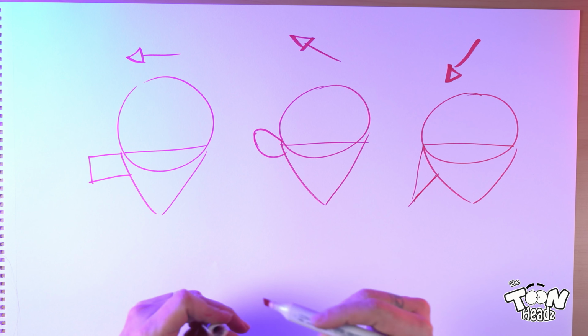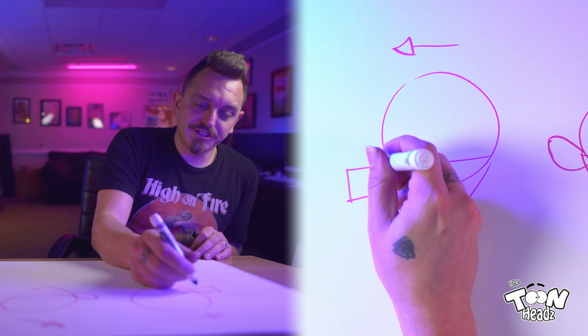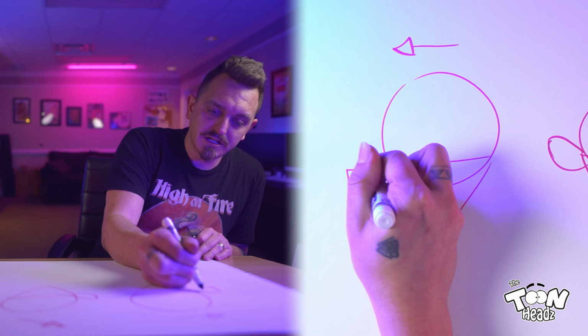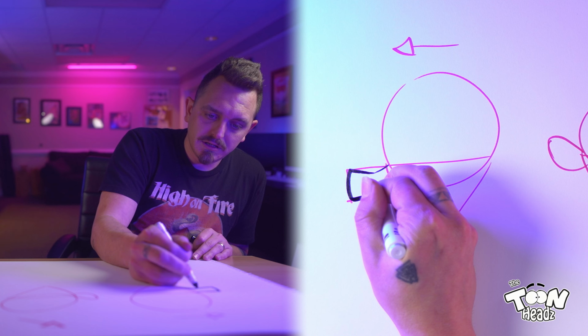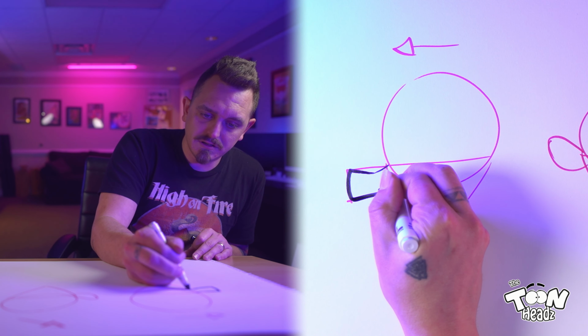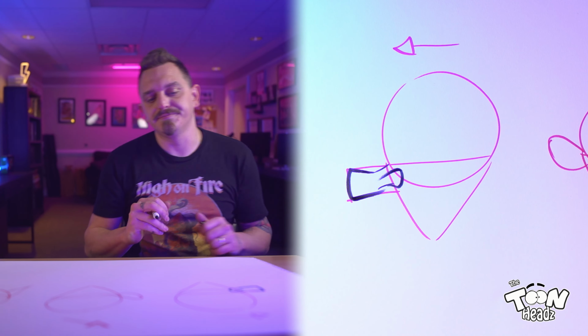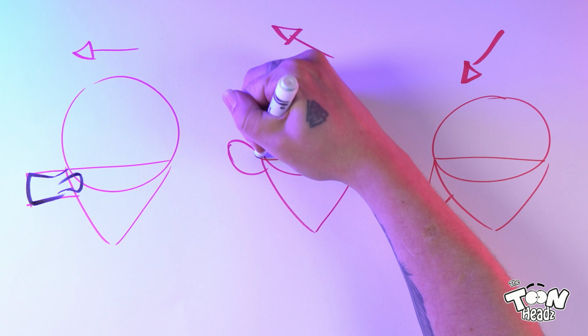Now let's go ahead and break these up into sections using a Crayola marker. So we're going to do the bridge, the bulb, nostril, wing. Okay, so let's do the rest.